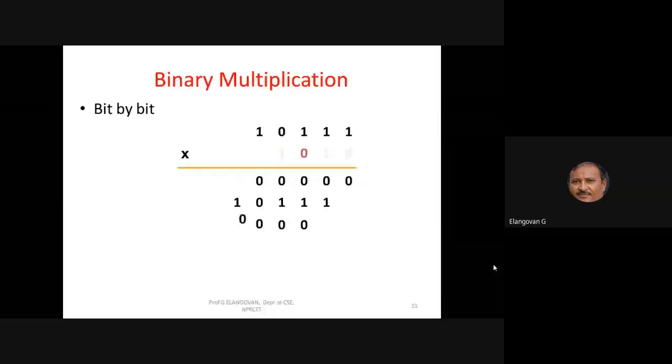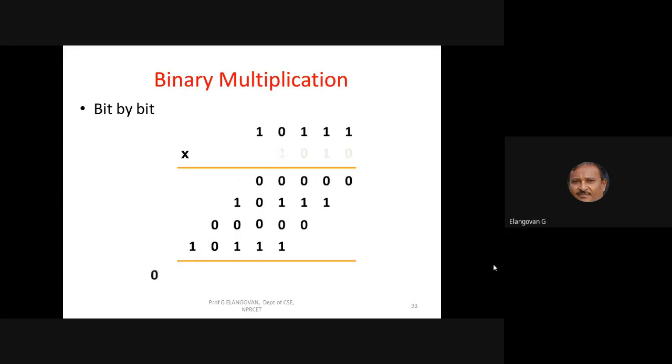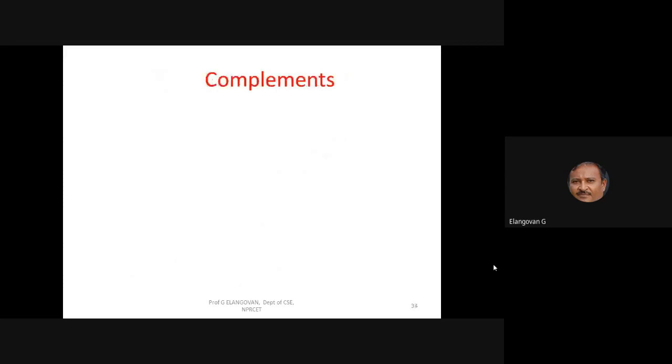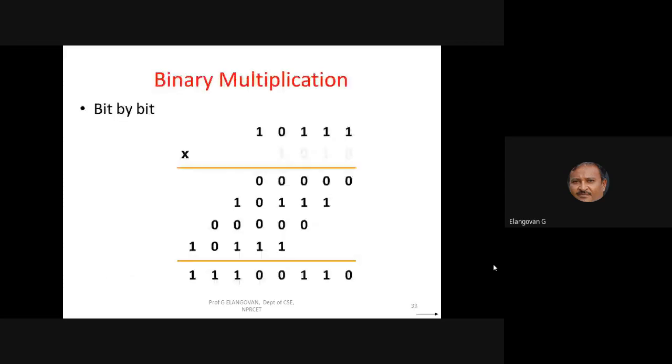So this is how we do the multiplication. If there is a 1, we copy the multiplicand as it is. If there is a 0, we copy only 0. Finally, we find the sum of all of them, and that is going to be our answer. So this is how we do binary arithmetic operations. This is all the pen and paper method.